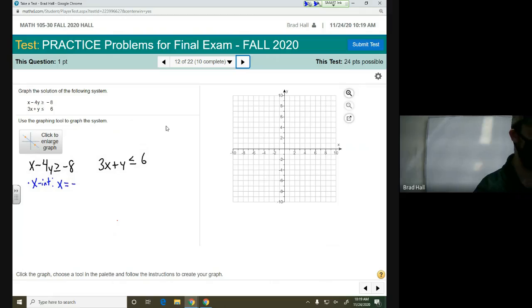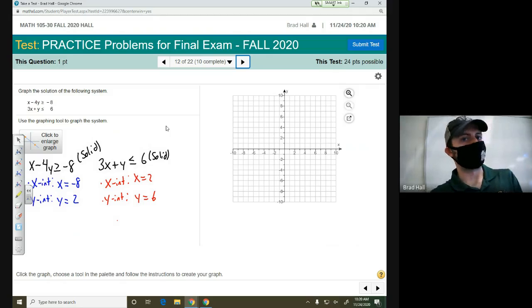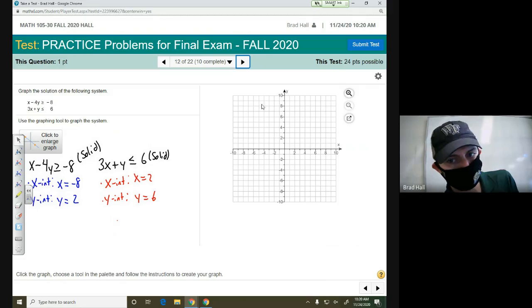The x-intercept is x is equal to -8. The y-intercept seems to be y is equal to +2. Over here, you can find the intercepts of the second inequality. The x-intercept, x is 2, y is 6. And hopefully it's clear that these are both solid lines. They're both solid because both of the inequalities have equal to parts.